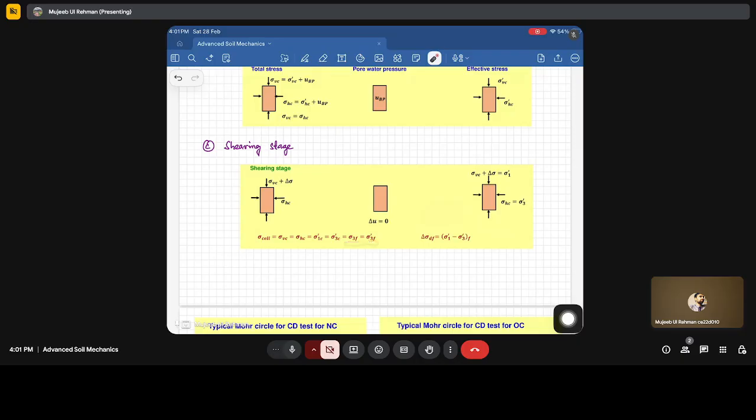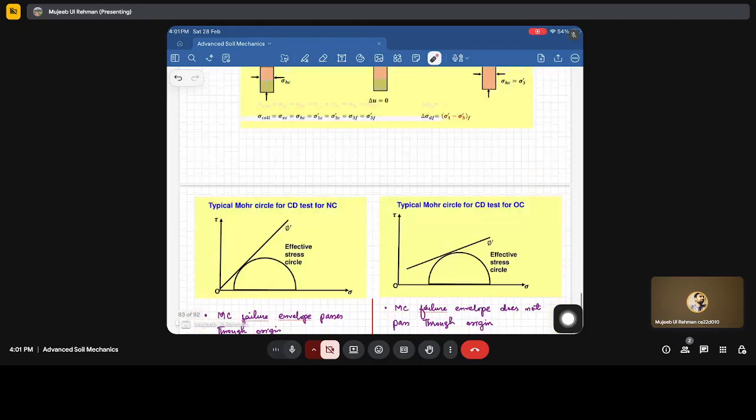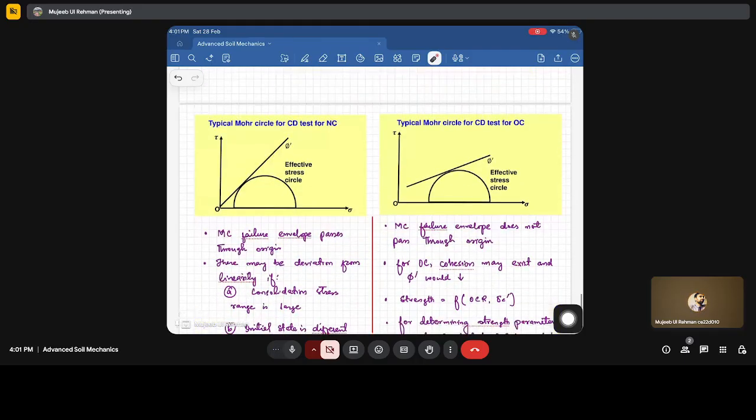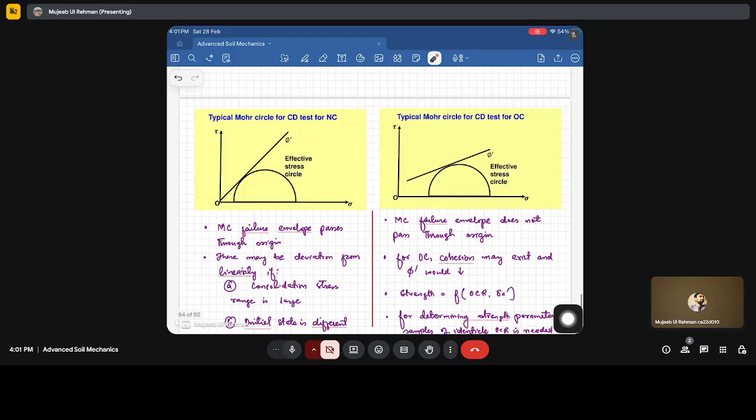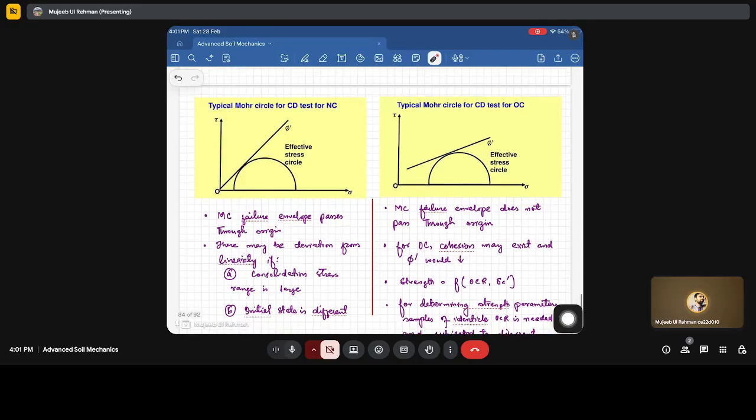Correct? Fine. So this was not true for the CU, and delta sigma d is equal to sigma 1 dash minus sigma 3 dash at failure. Now, the typical Mohr circle for the consolidated drained test for NC: the failure envelope passes through the origin. There may be some deviation if the consolidation stress range is large, because then a kind of cementation can come into play and influence the Mohr circle envelope, and if the initial state is different.